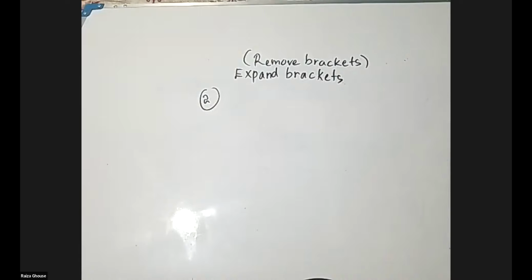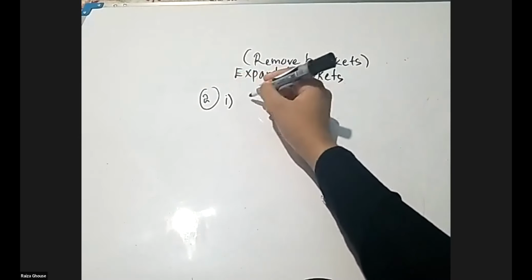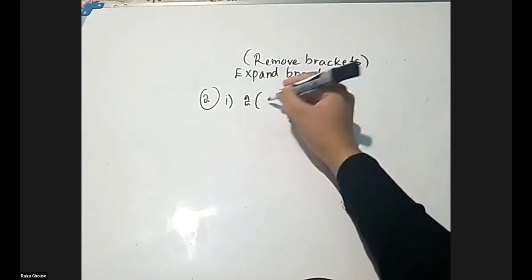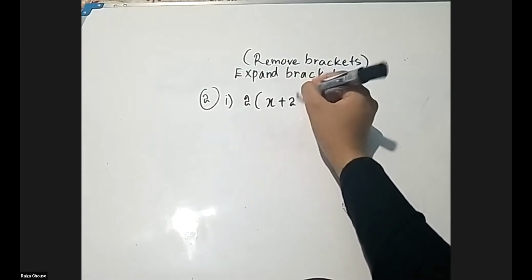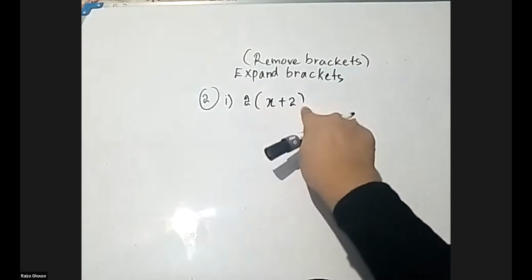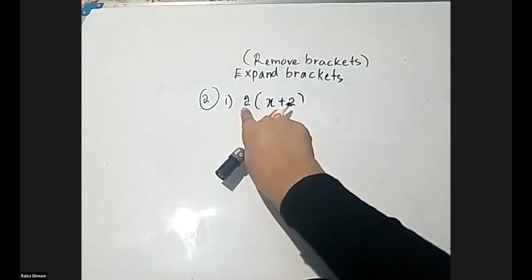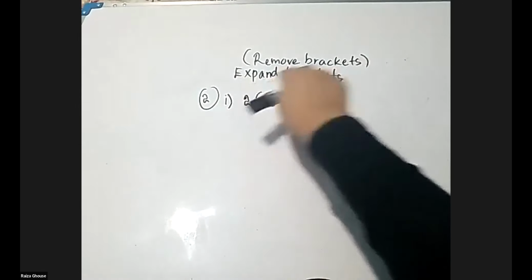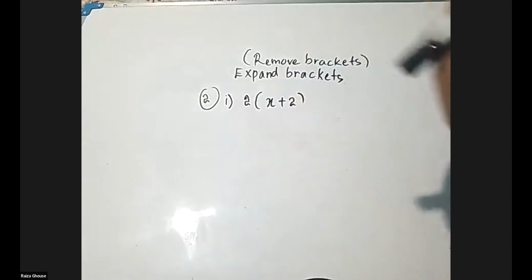First question I have already discussed with you all. Listen carefully. Roman number 1, my example will be this. I take a bracket x plus 2. This is an expression. X plus 2 is one expression. This is another number outside. Now it says expand the bracket, or in other words, remove the bracket.